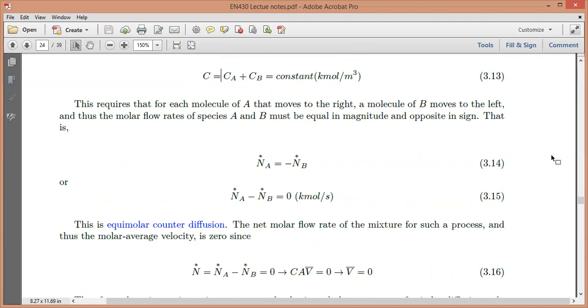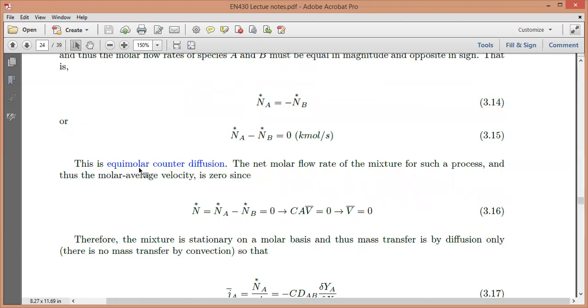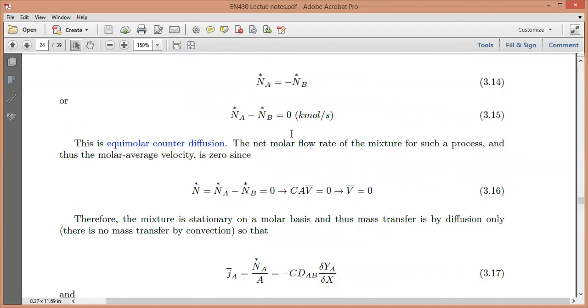So what moves to the right, the molecule also in the same magnitude will move to the left. Hence you have Na equal to negative Nb, and hence the 0 when we try to add these two. This is what we call equimolar counter diffusion: the net molar flow rate of the mixture for such a process, and thus the molar average velocity, is 0. Why? Since you have this magnitude minus this one, it will give us 0. So the velocity here is 0.